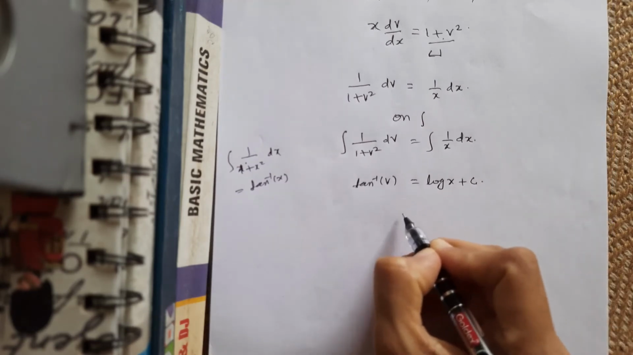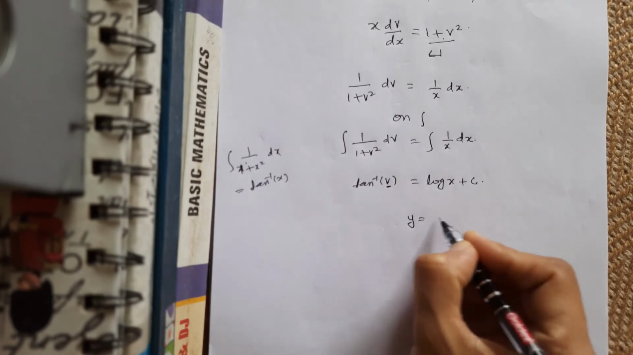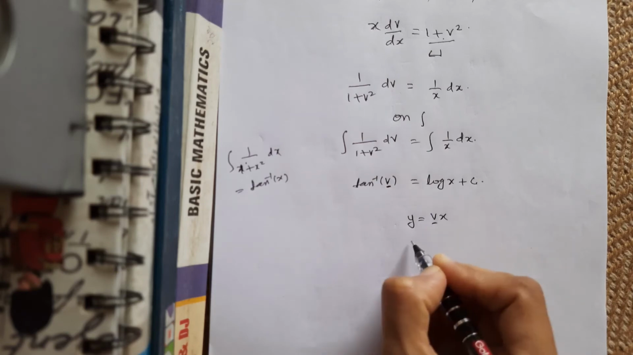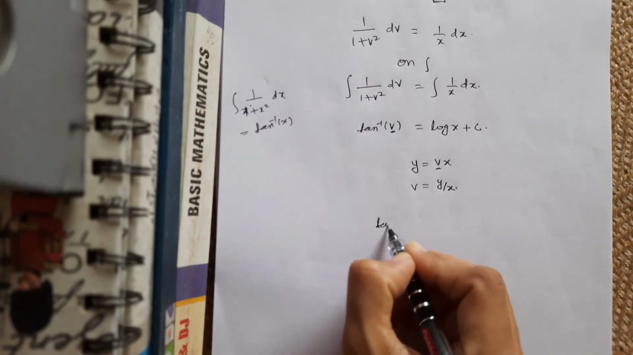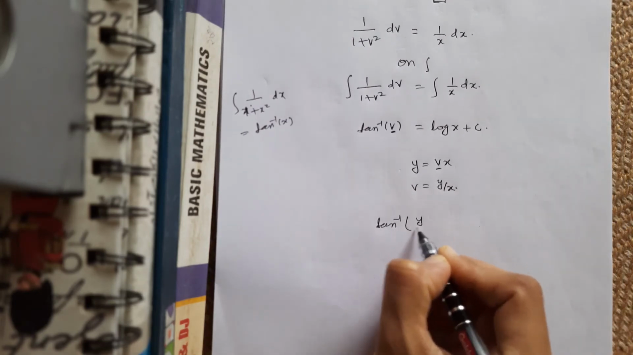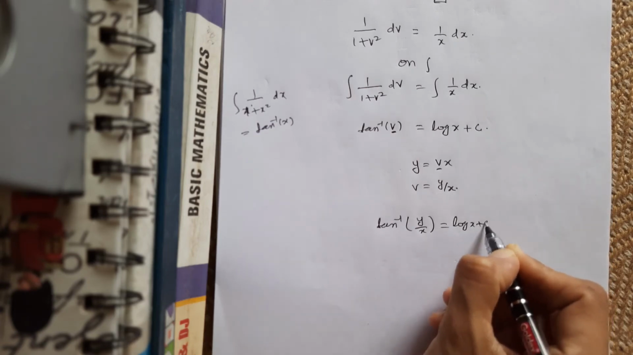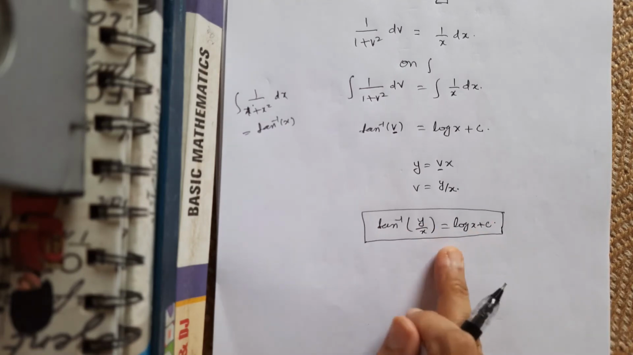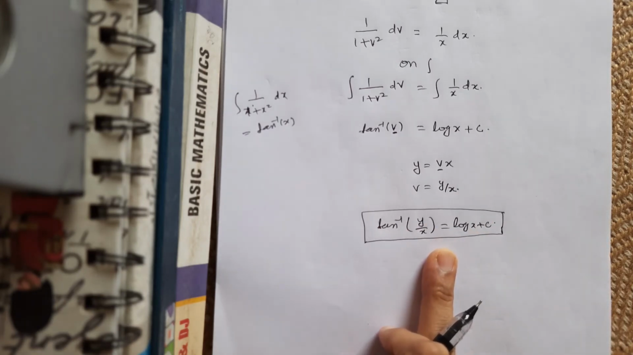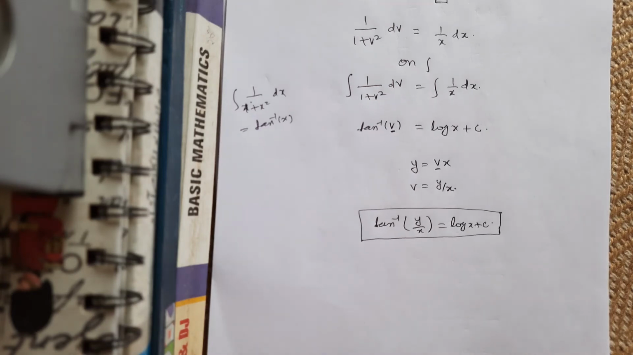But now what is my v? I need to replace this v. I have the substitution y equals vx, so from this v is equal to y upon x. So I am back substituting this. I will get tan inverse of y by x equals log x plus c. And this is the solution of the given differential equation. So that's how we solve the homogeneous differential equation.